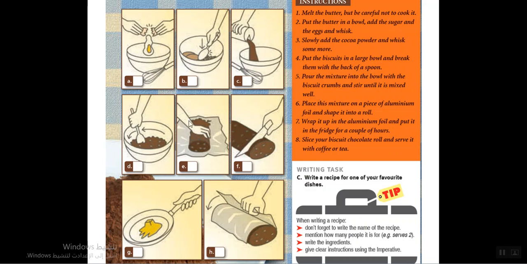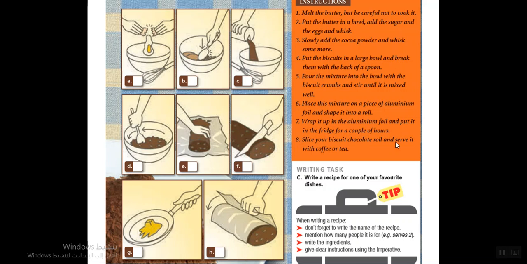Number 5 is D. Number 6, place this mixture on a piece of aluminium foil and shape it into a roll. Put it on aluminium foil and shape it into a roll. Yes, it's going to be E. Number 6 is E. Number 7, wrap it up in the aluminium foil and put it in the fridge for a couple of hours. When you wrap it, you make it upside down like this. So number 7 is going to be H.